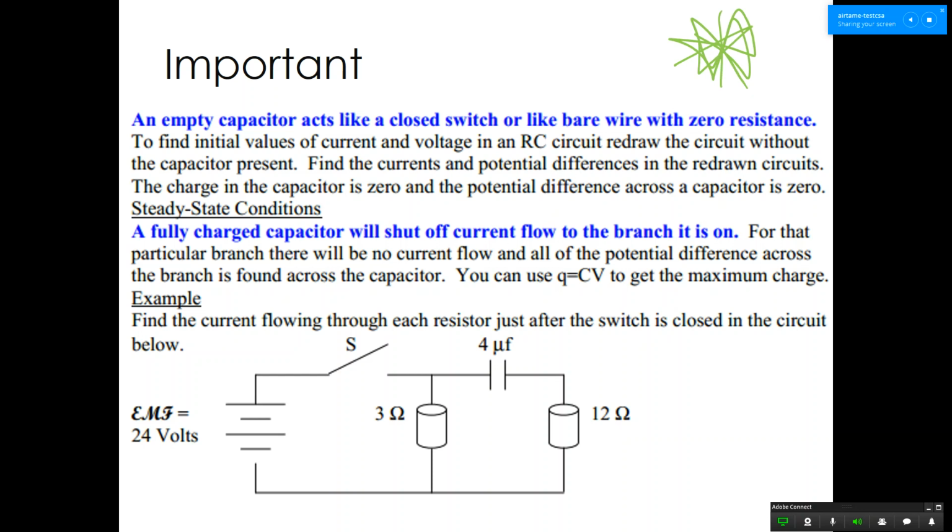A fully charged capacitor will shut off current to the branch that it is located on. For that particular branch, there will be no current flow at all, and all the potential difference across the branch is found across the capacitor. And you can use Q is equal to CV to get the maximum charge on that capacitor.